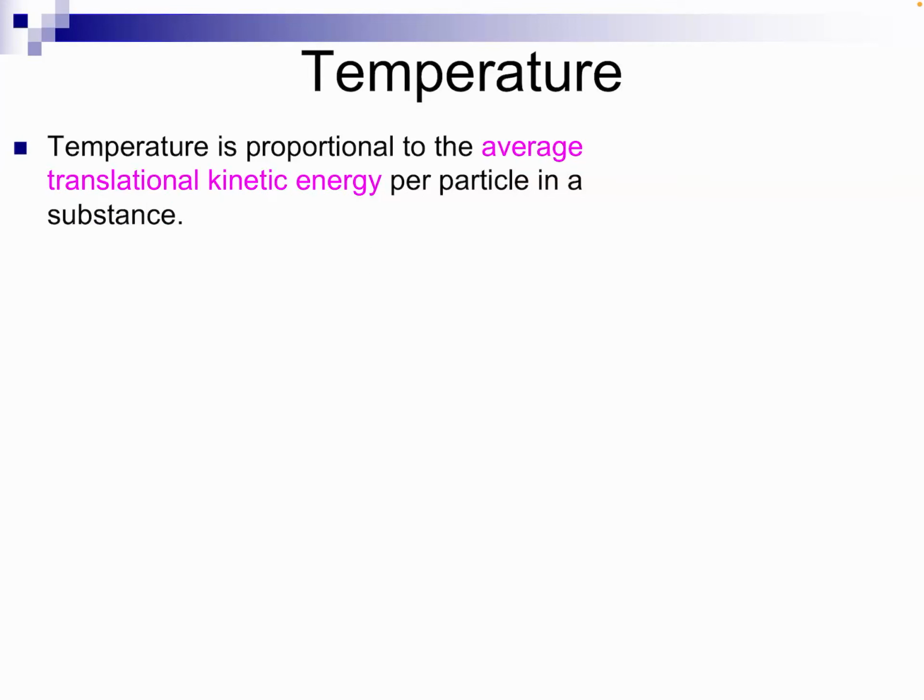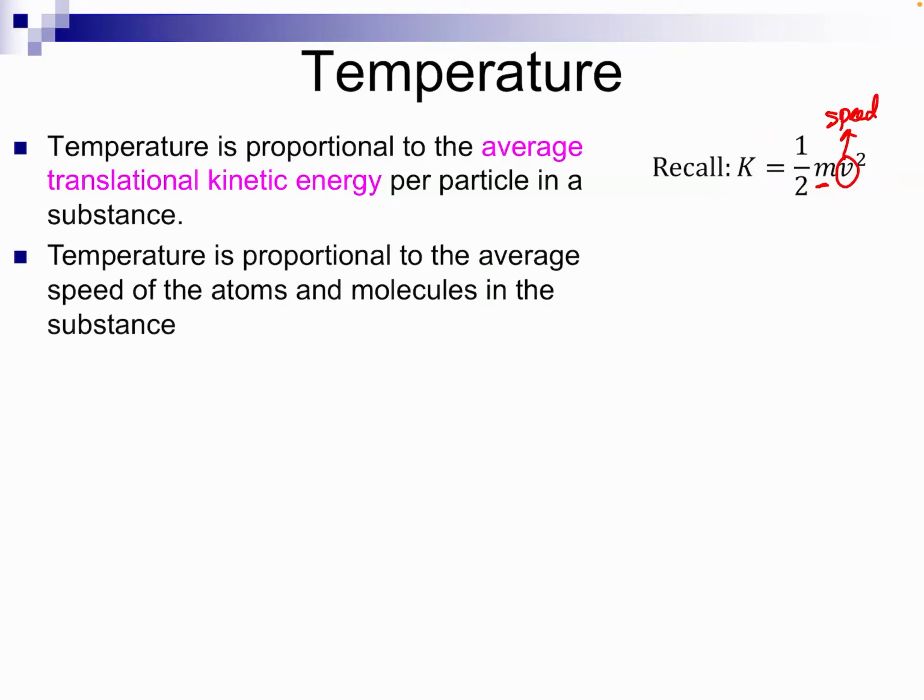Right. So kinetic energy, of course, is proportional to the speed squared. We learned that kinetic energy is the energy of motion. So any object with mass that is moving will have some kinetic energy. So therefore, it follows that as the temperature is proportional to the kinetic energy, then the temperature should also be proportional to the average speed of the atoms and molecules that make up the substance. Right?